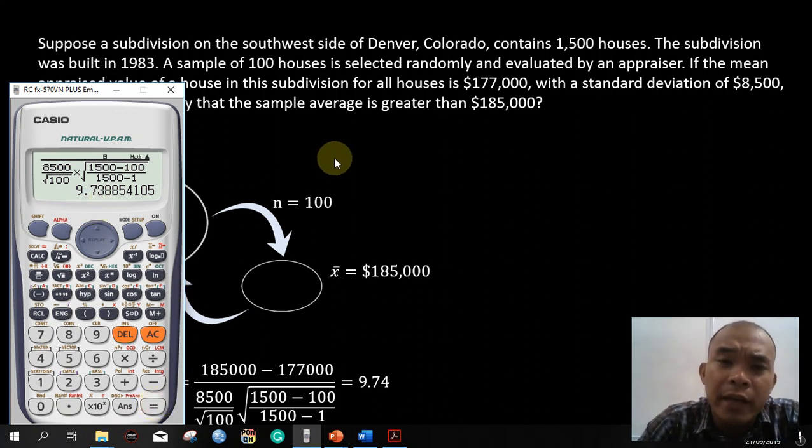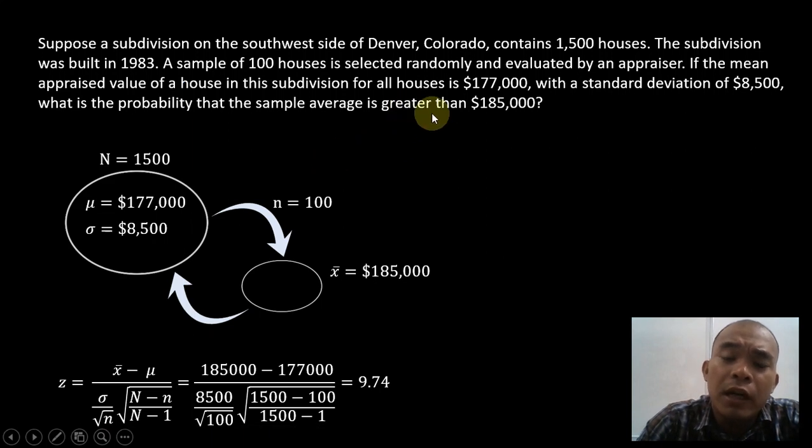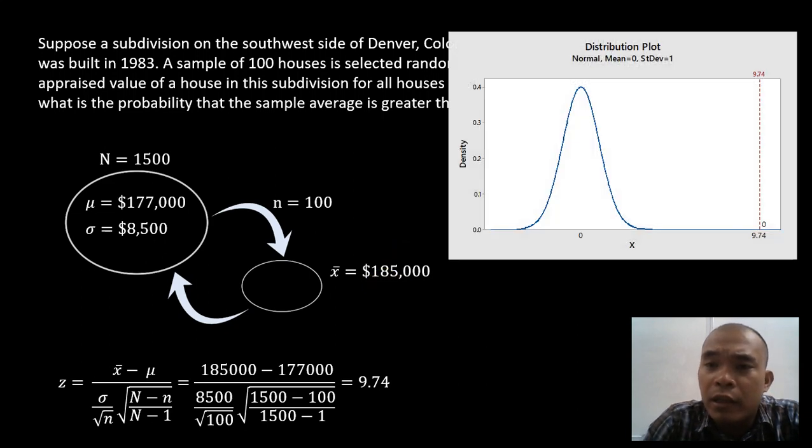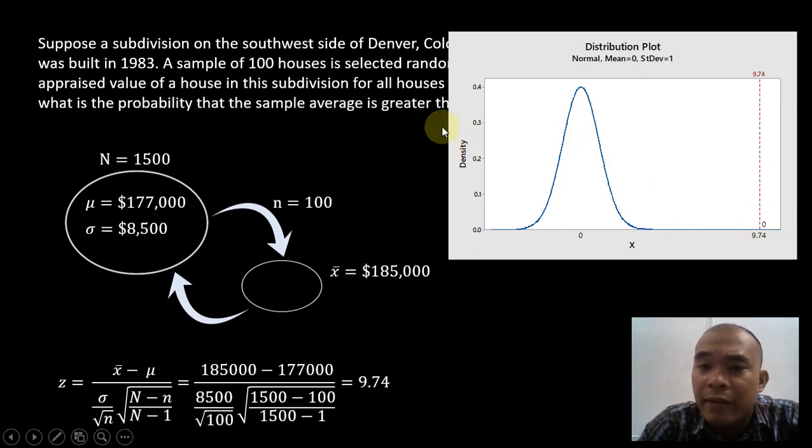Take note that the problem is talking about greater than $185,000. So that means, if you're going to plot the curve, it is this one here. The value of 9.74 is very far away, but since the problem says greater than, we're going to solve the area from this point, 9.74, to the right, because greater than is to the right. So how are we going to find the value here? It is 0. How are we going to verify that one?